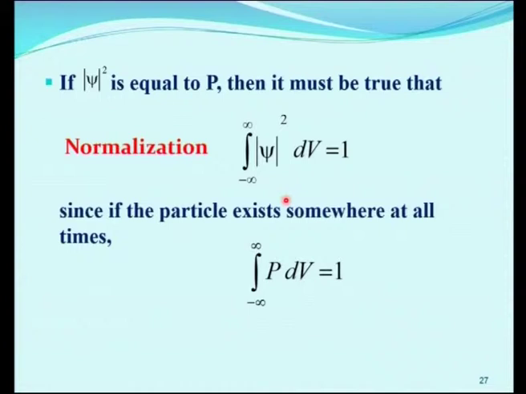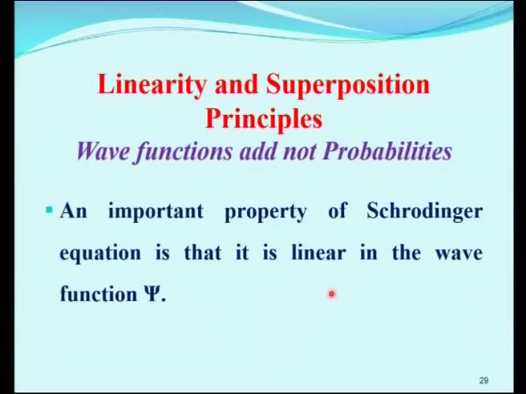Since the particle exists somewhere at all times, the integral minus infinity to plus infinity p dv is equal to 1. A wave function that obeys the above equation is said to be normalized. Every acceptable wave function can be normalized by multiplying it by an appropriate constant. That means the equation we have seen is normalized only when we multiply it by that constant value. Next, we will see linearity and superposition principles of wave function.